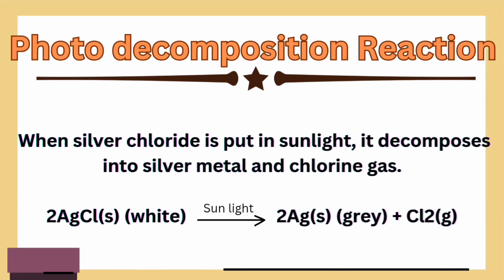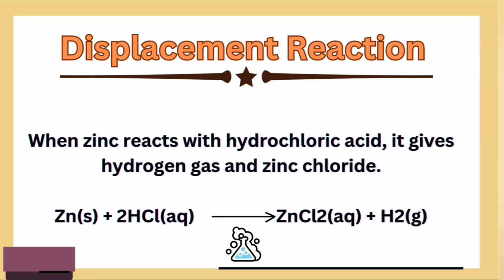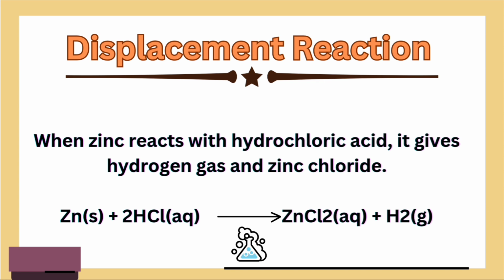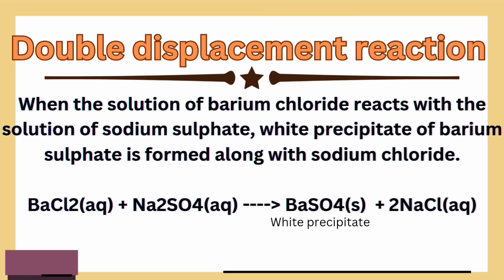Next, photodecomposition reaction. When silver chloride is put in sunlight, then it decomposes to silver metal and chlorine gas. Displacement reaction. When zinc reacts with hydrochloric acid, it gives hydrogen gas and zinc chloride. Double displacement reaction. When barium chloride reacts with sodium sulfate, then white color precipitate barium sulfate is formed along with sodium chloride.